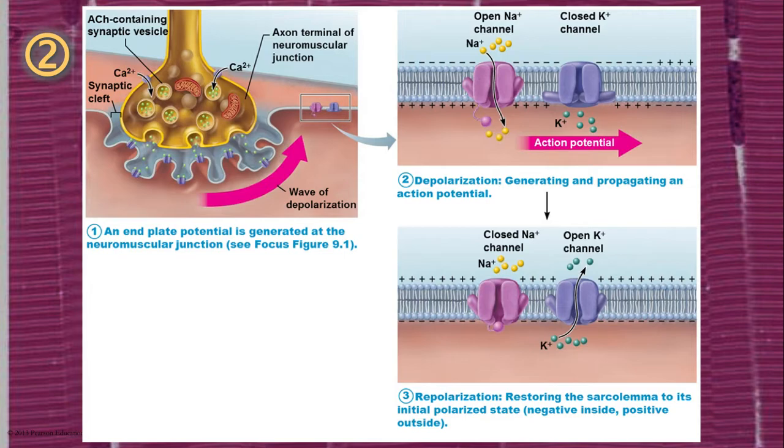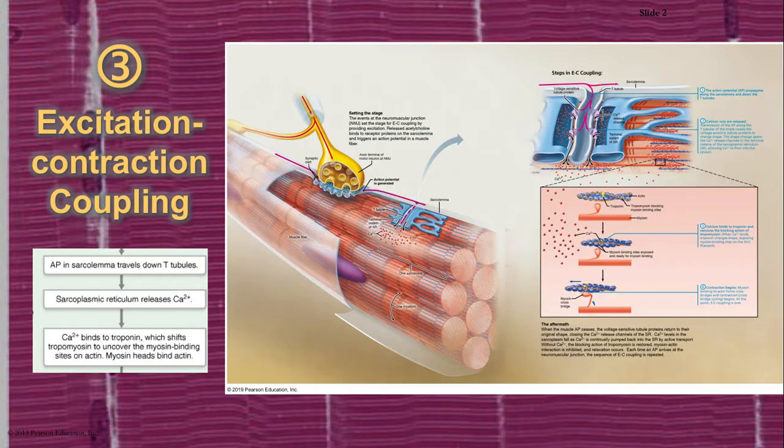Okay? Then we also said to repolarize, to bring it back to negative inside, positive outside, we have to open another channel, our potassium channels. So those will open up and allow potassium to go out, which will bring us back to close to our resting membrane potential. Negative inside, positive outside. Right? Okay. So that's where we've gotten so far. We're starting an action potential. We've got a change in charges inside of that muscle fiber.